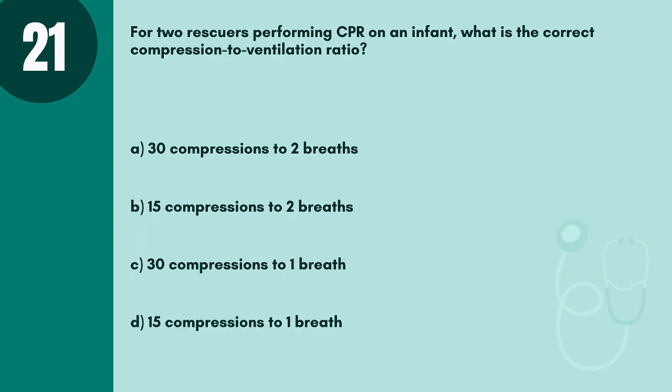Question 21. For two rescuers performing CPR on an infant, what is the correct compression to ventilation ratio? A. 30 compressions to 2 breaths. B. 15 compressions to 2 breaths. C. 30 compressions to 1 breath. D. 15 compressions to 1 breath.